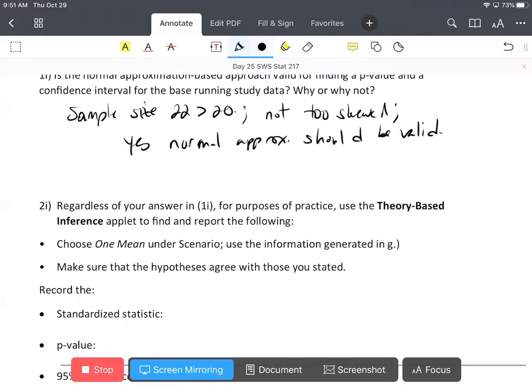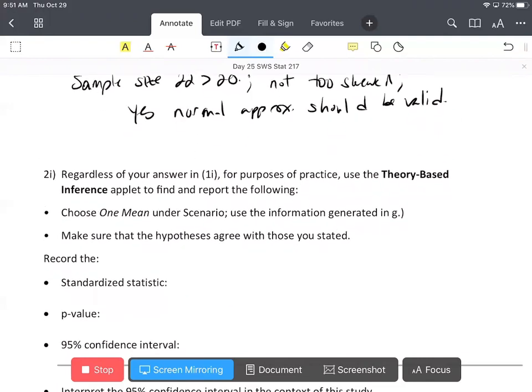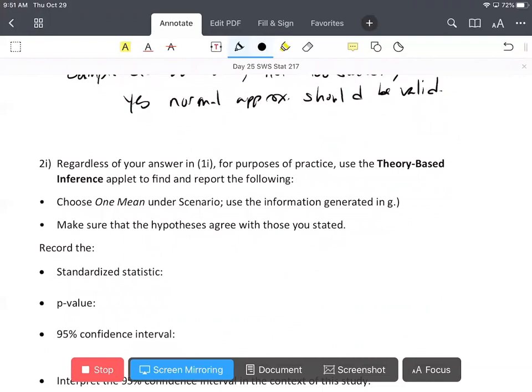So then I ask, regardless of whether you said it was good or not, we're going to use the theory-based inference applet to find and report the following. It's the same applet we've been using along the way. What you want to be really careful of, and I've made this mistake myself, is to make sure the hypotheses agree with those you stated.